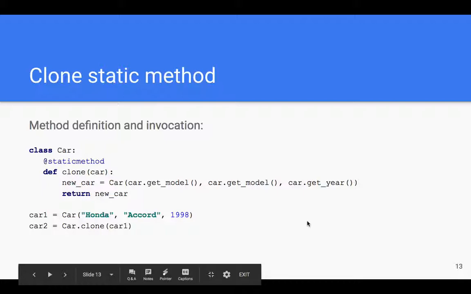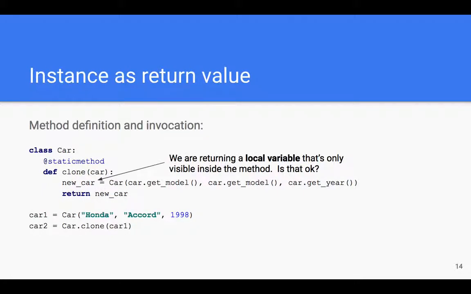Now, one question that might arise in your head is this: since we created new car inside a method, it is a local variable, right? A variable local to the method, and it's only visible inside that method. That's what we've been saying about local variables. So does that work? I mean, we're returning a local variable. Is that okay?